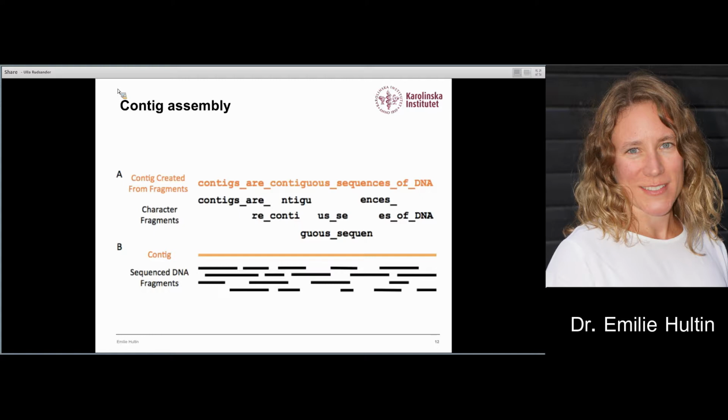And it's exactly the same thing when it comes to DNA sequences from the sequencing. We have a lot of short sequences that overlap with each other. So it's actually possible to put them together into a long contiguous sequence, a so-called contig. And that is what is done during the bioinformatics.